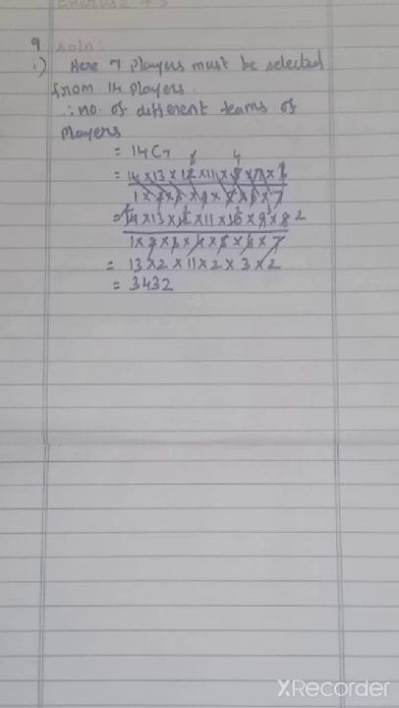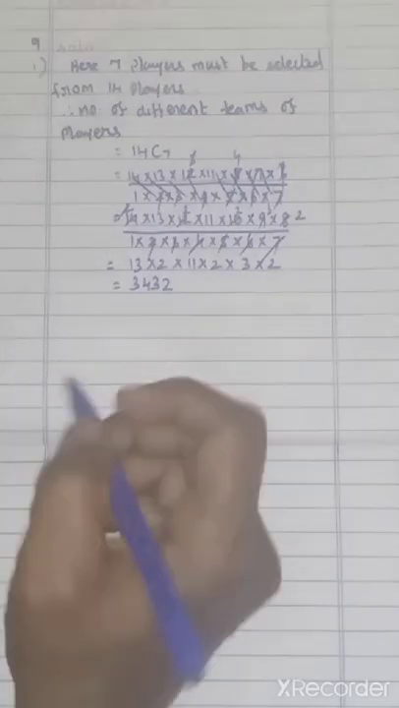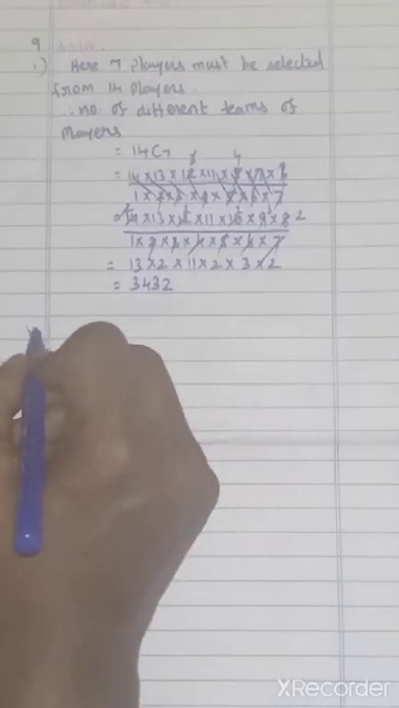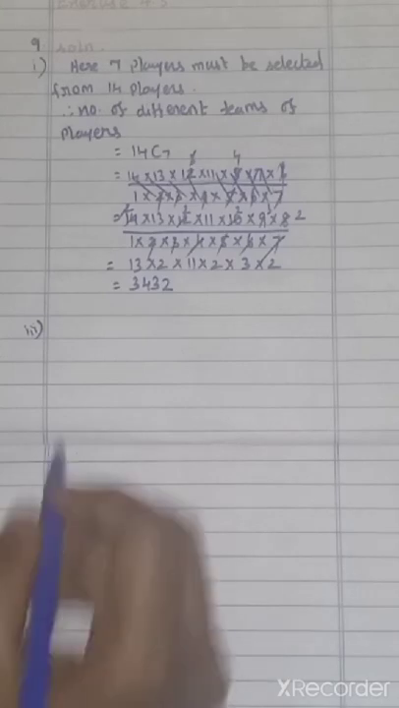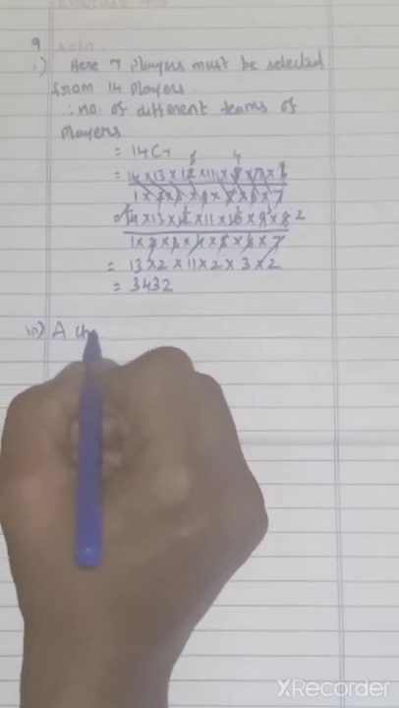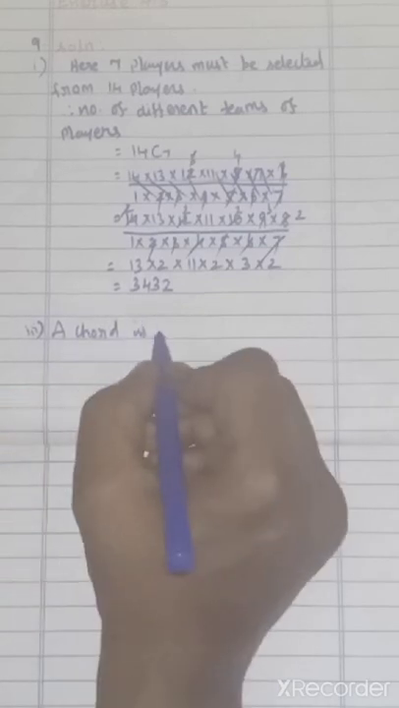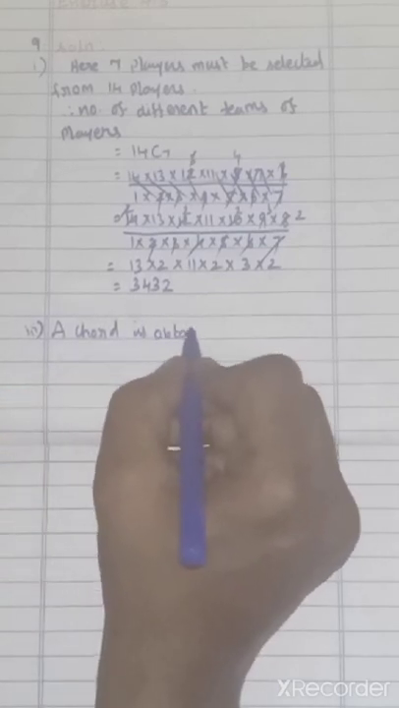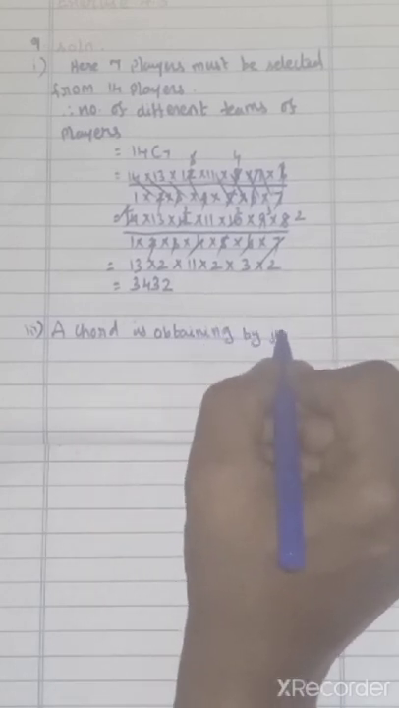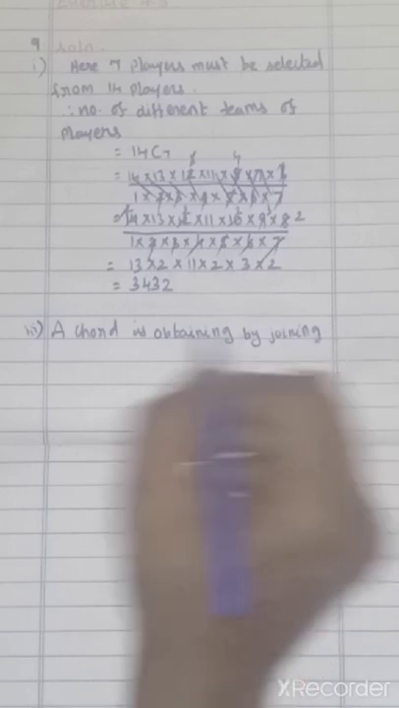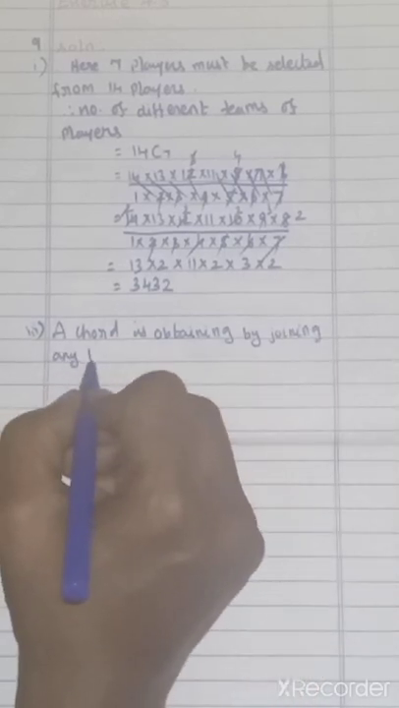Okay, now third subdivision. How many chords can be drawn through 20 points on a circle? So I'll do this one, third subdivision. How many chords can be drawn through 20 points on a circle? What is meant by a chord? A chord is obtained by joining any 2 points on the circle, correct?